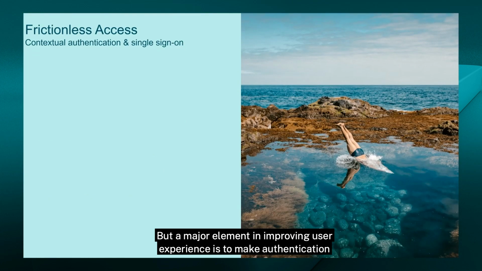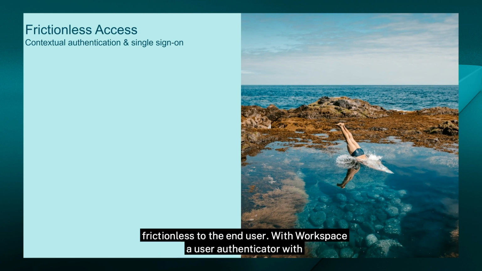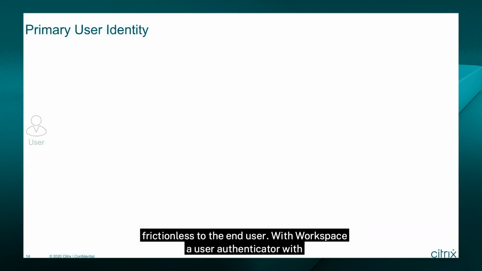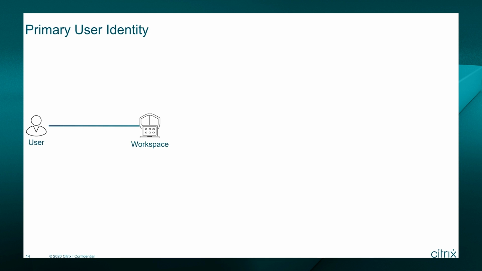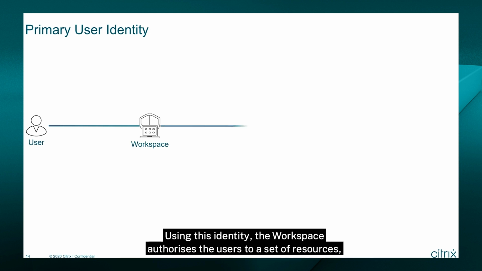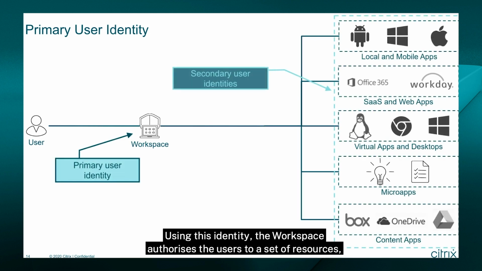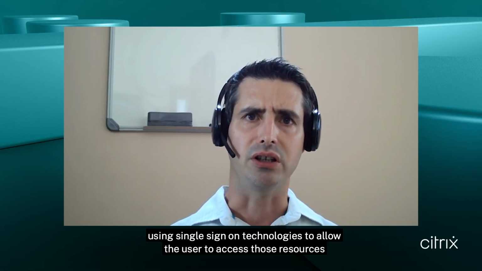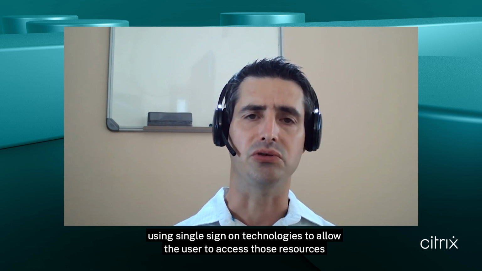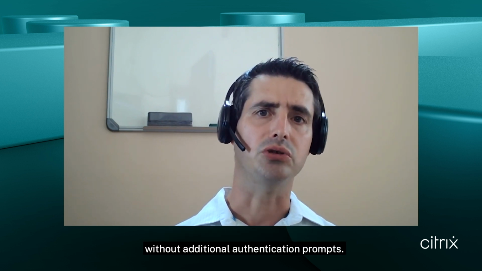But a major element in improving user experience is to make authentication frictionless to the end user. With the workspace, a user authenticates with strong authentication policies to prove their identity. Using this identity, the workspace authorizes the users to a set of resources, using single sign-on technologies to allow the user to access those resources without additional authentication prompts.